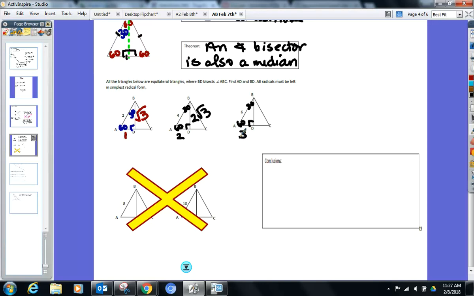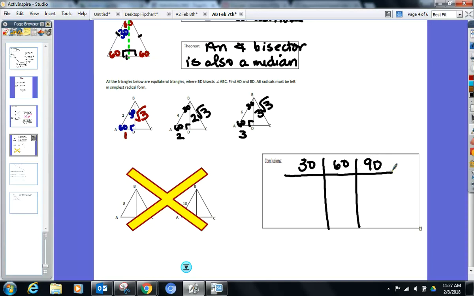You breaking down square root of 27? What's 27 break down into? 3 radical 3. Nice. So now we see the pattern. Let's put it into a chart. 30, 60, 90.